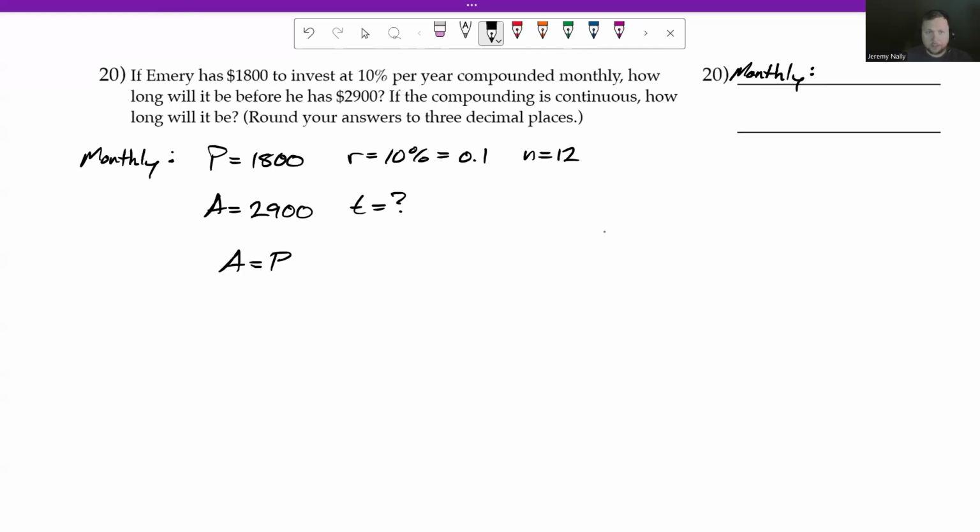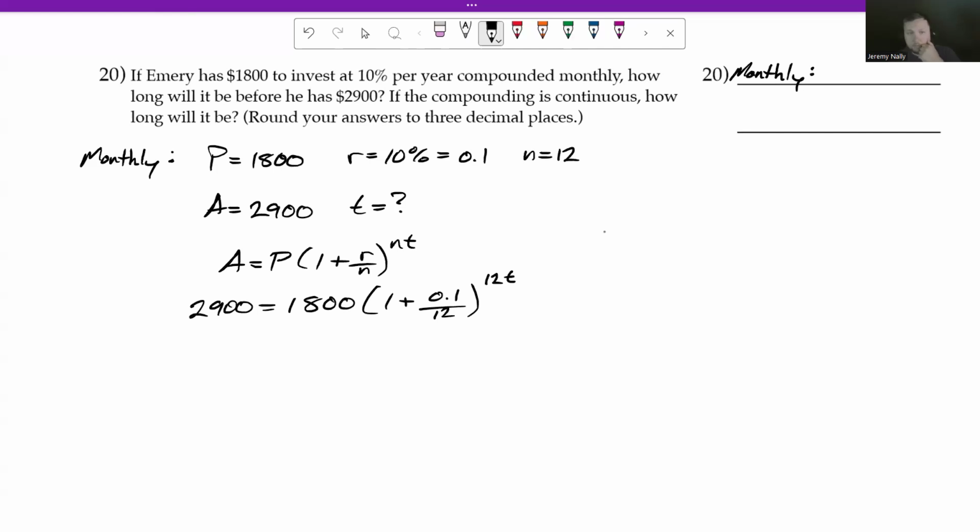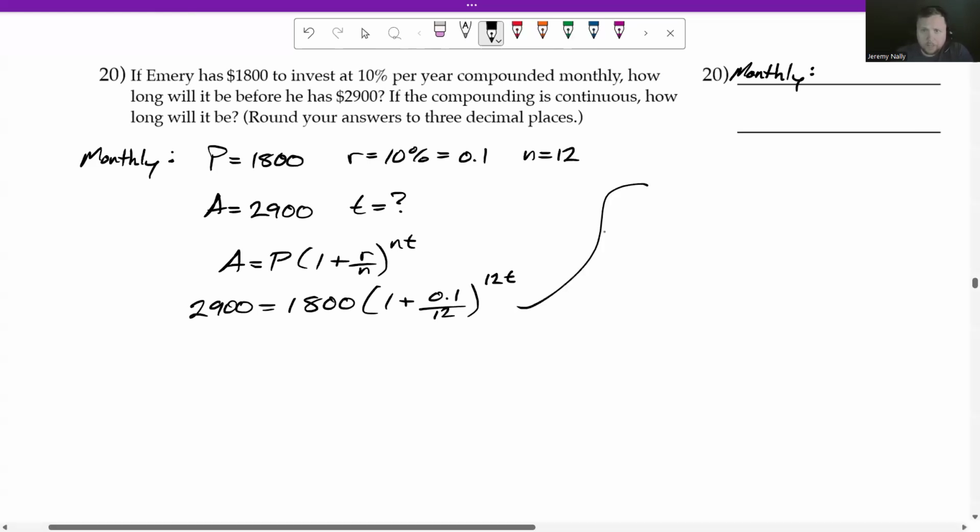So for compound interest, it's A equals P times 1 plus r over n raised to the nt. So we know the 2,900, 1,800, 1 plus 0.1 divided by 12 to the 12 times t. So that's our unknown. And what we can do, we want to get this t by itself. So I'm going to divide both sides by the 1,800.